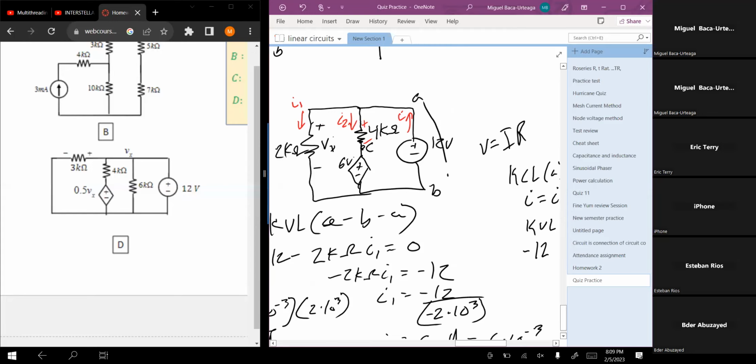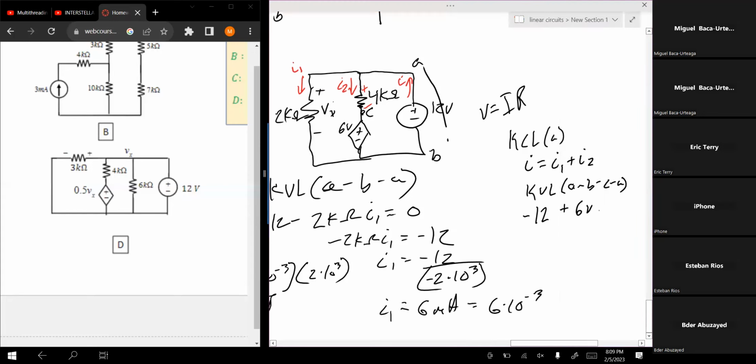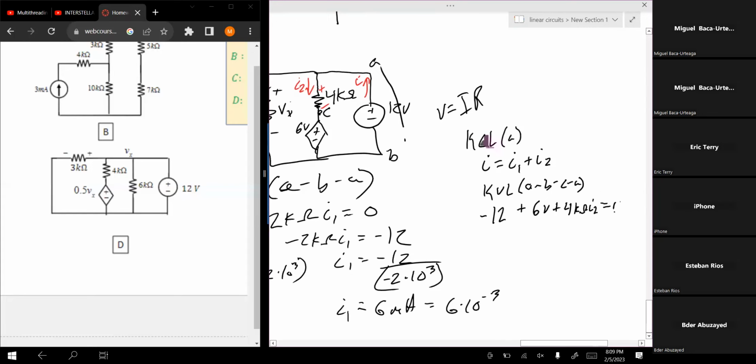Six volts right there. And then this is going to be plus 4 kilo ohms times I2. And then this is all going to be set equal to 0. Now we just have to solve for I2. So what we get from this, I hope that's right, is 0.0015. That sounds about right. Because look, negative 6 plus 4 kilo ohms I2 equals 0.